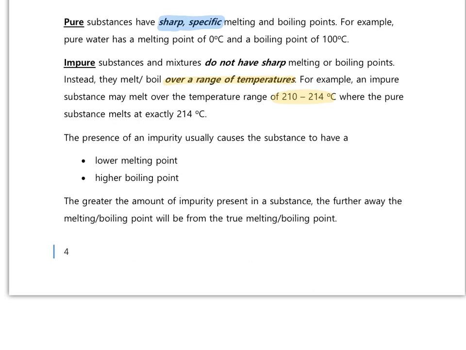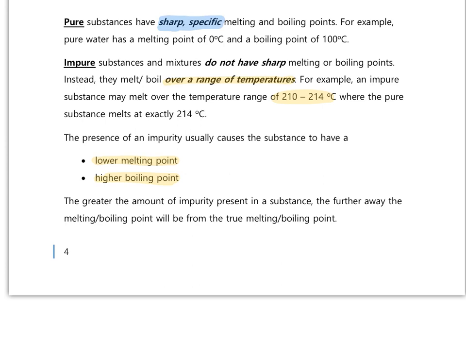So how we identify something as an impure substance is that it will melt or boil over a range of temperatures. But how does that range of temperatures differ from the exact specific melting or boiling point of the pure substance? Well, if we're talking about melting points, impure substances tend to have a lower melting point, but a higher boiling point. So the melting point will be slightly lower than the expected value. But if we're talking about the boiling point, and this is an impure substance, it will have a slightly higher boiling point than the pure substance.